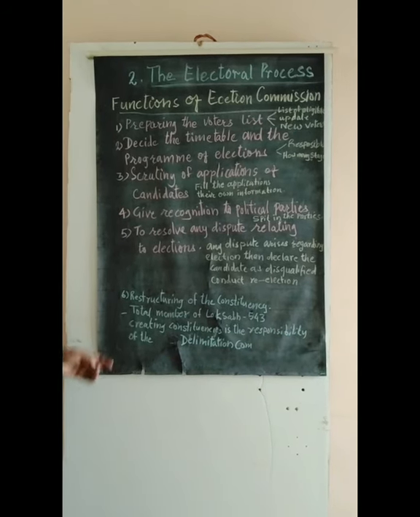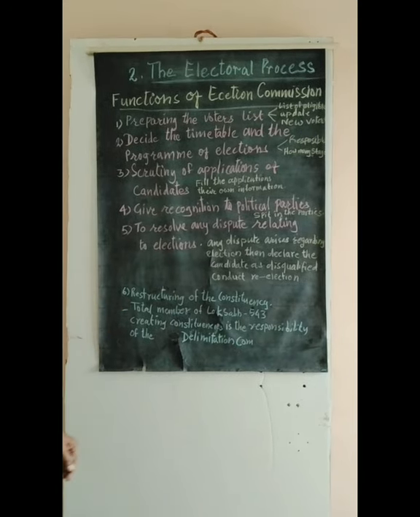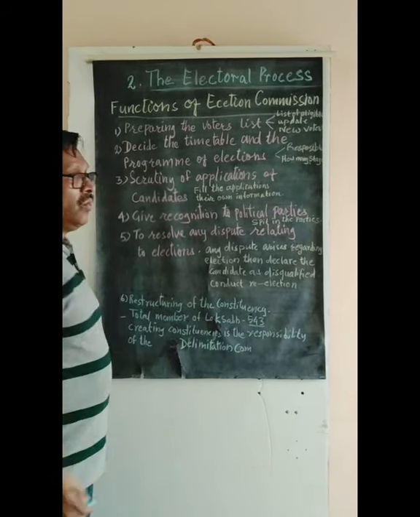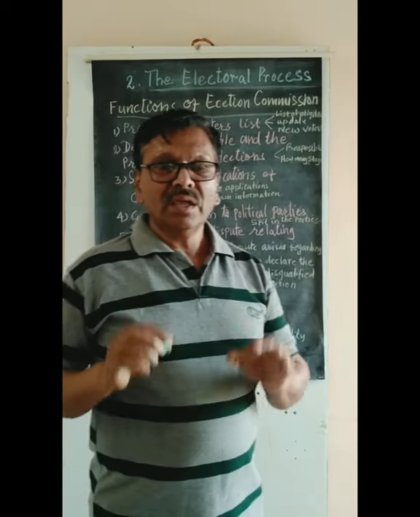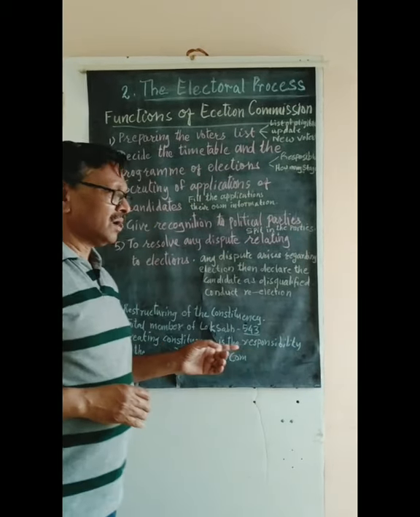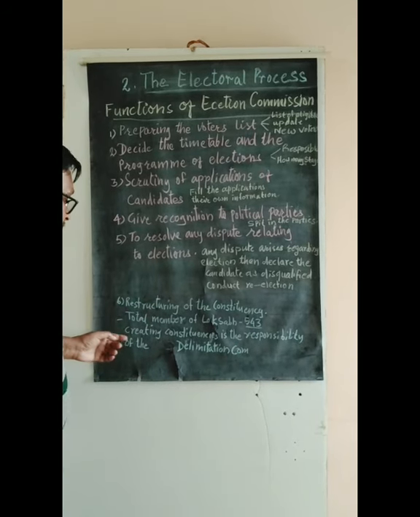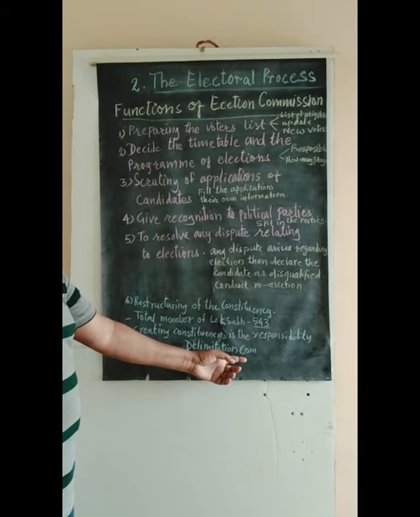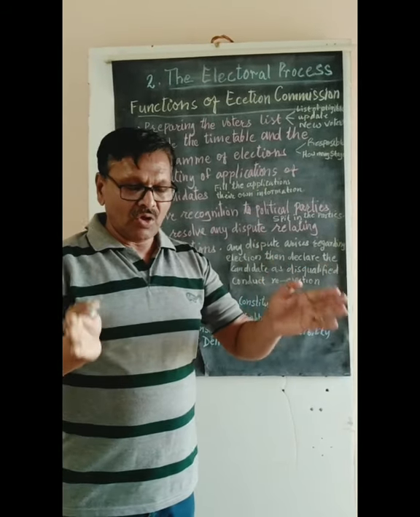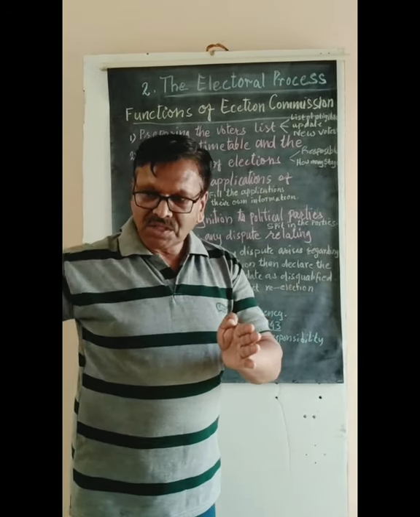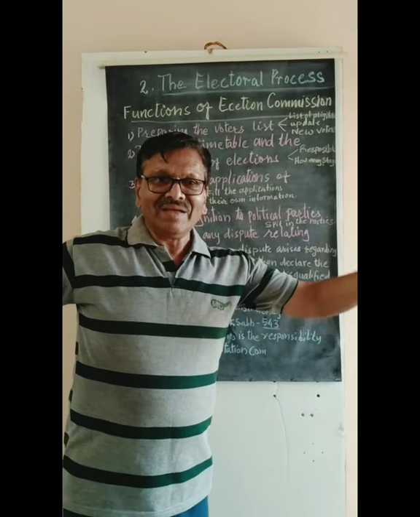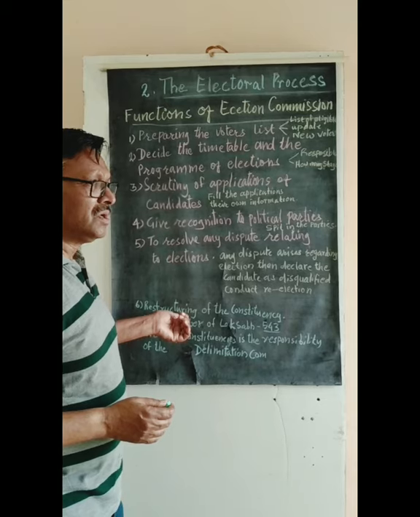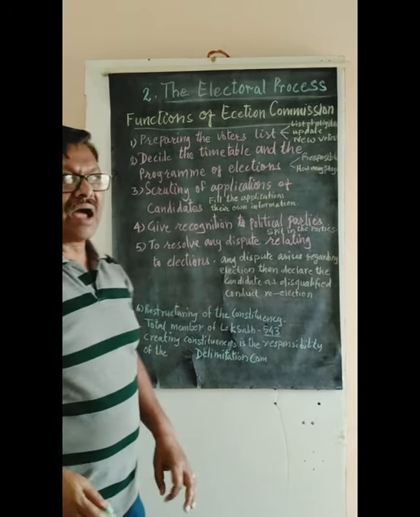Now we go on to the next topic, restructuring of the constituency. In the Indian parliament, the total number of Lok Sabha members is 543, which means throughout our country we elect 543 members to Lok Sabha. They go to Delhi and form the parliament. Creating constituencies is the responsibility of the Delineation Commission of India. They decide how many talukas make up one constituency, which taluka to exclude and which new taluka to add. It is the responsibility of the Delineation Commission to do this restructuring of the constituency. So in this way, the election commission functions in our country.